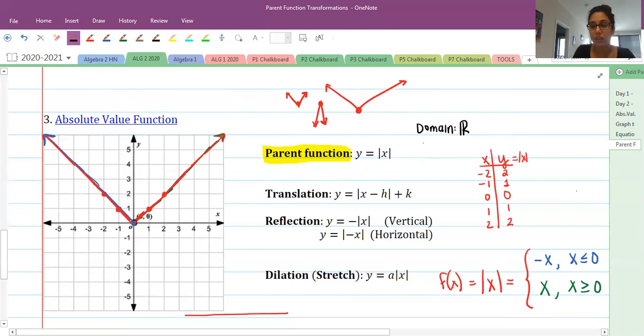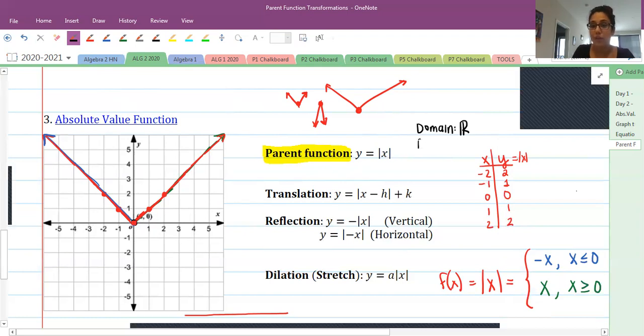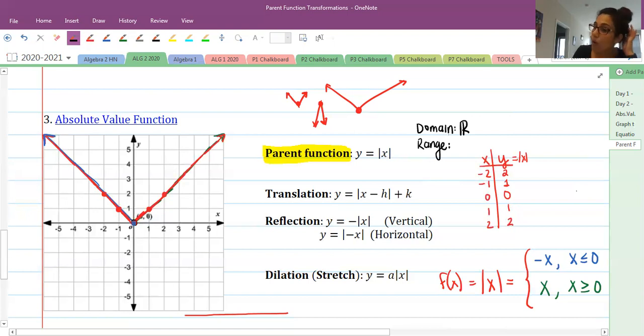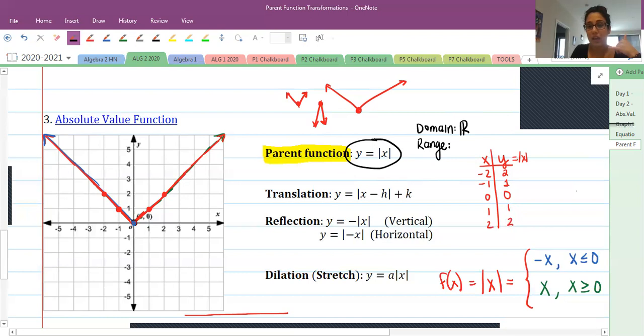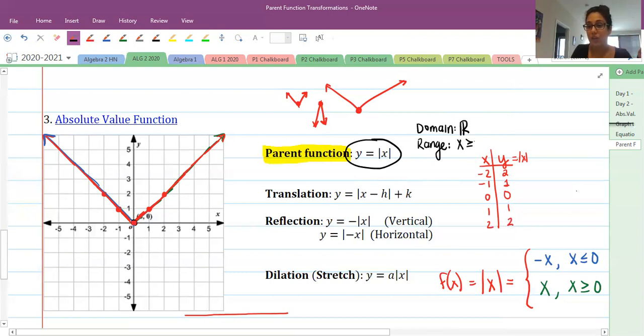The domain is all real numbers, or from negative infinity to infinity. But the range is what? Well, what will never be an output of this function? A negative number. So my range is, not x, y is greater than or equal to 0. That is the only outputs you will ever get from that parent function.